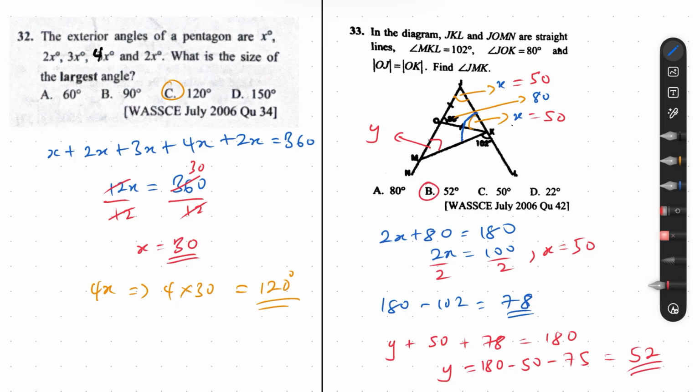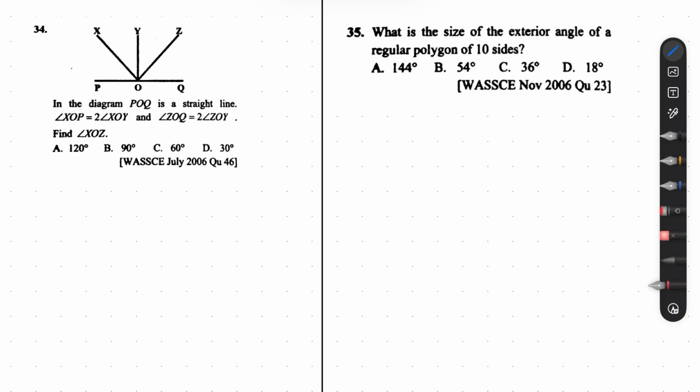Cool. Let's move on to question number 34. Question 34 says, in the diagram, POQ is a straight line. Angle XOP is equal to twice angle XOY. So this angle here is twice this angle, which is XOY. If this angle is X, this angle will be 2X. Actually, let's label this angle A. So this angle will be 2A.